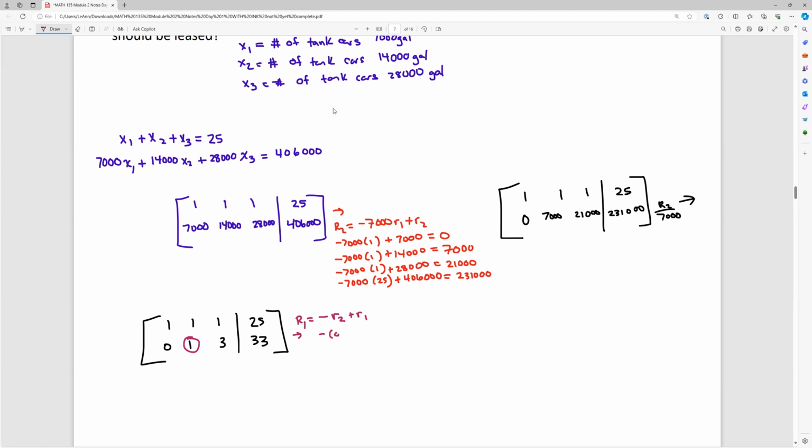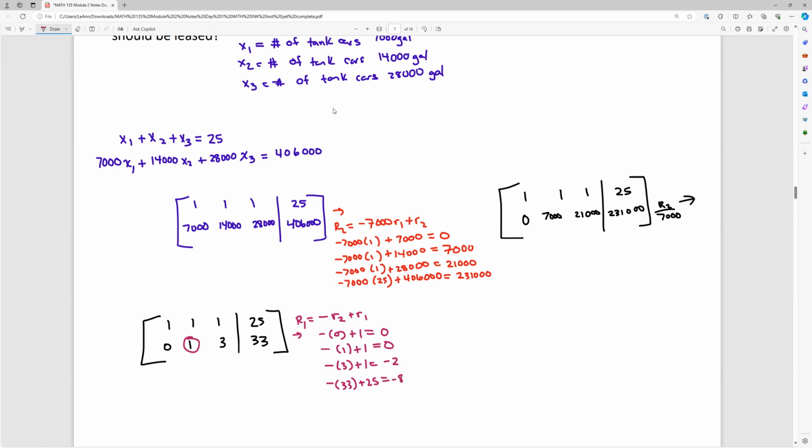Okay, just while we're doing the arithmetic. So that's going to be -0 plus 1. We're just working out our elements. -1 plus 1, -3 plus 1, and -33 plus 25. So we're going to get 0, 0. We're then going to get a -2 and a -8.